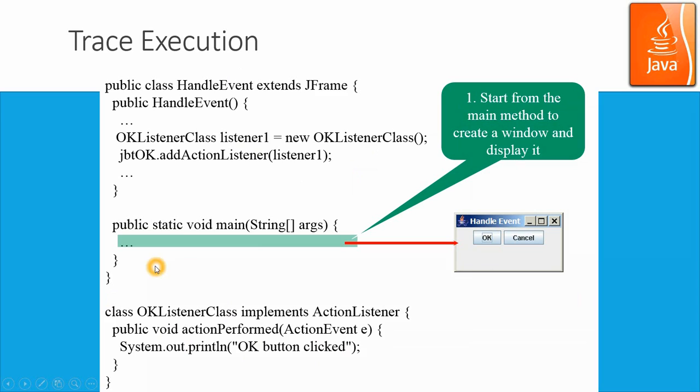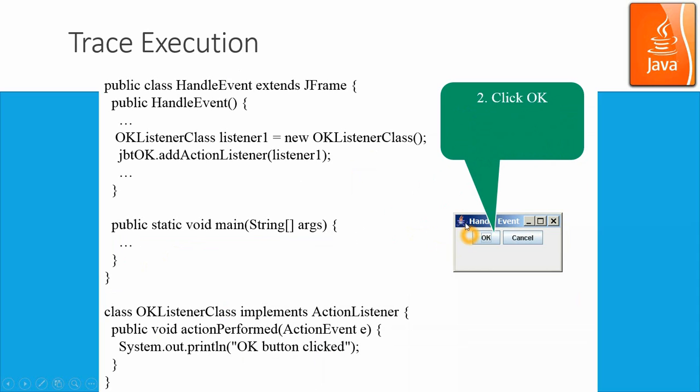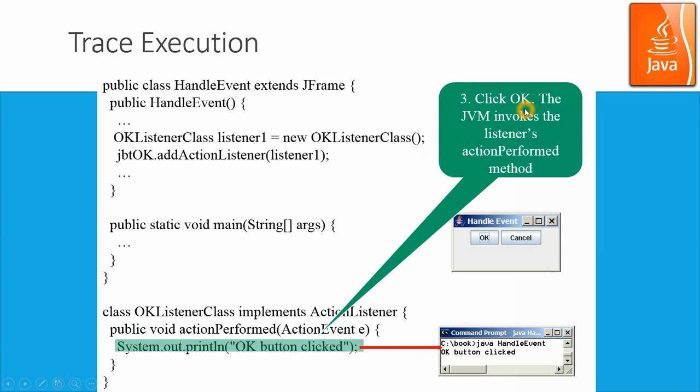So the first step, we need to start the main method to create a window and display it. And then we click OK. Once you click OK, it will create one event, and that event will be put into a certain queue, and listener1 will be listening for that event object. And once the event object happens, we will print out this. So when we click OK, the JVM, the Java Virtual Machine, invokes the listener's actionPerformed method, and there you will print out OK button clicked.